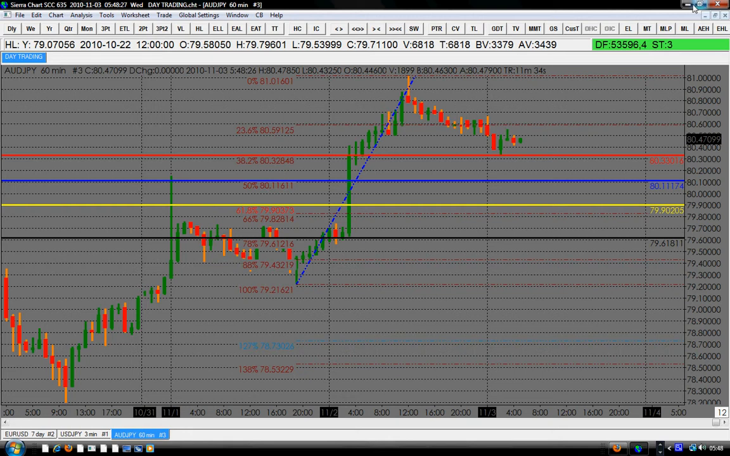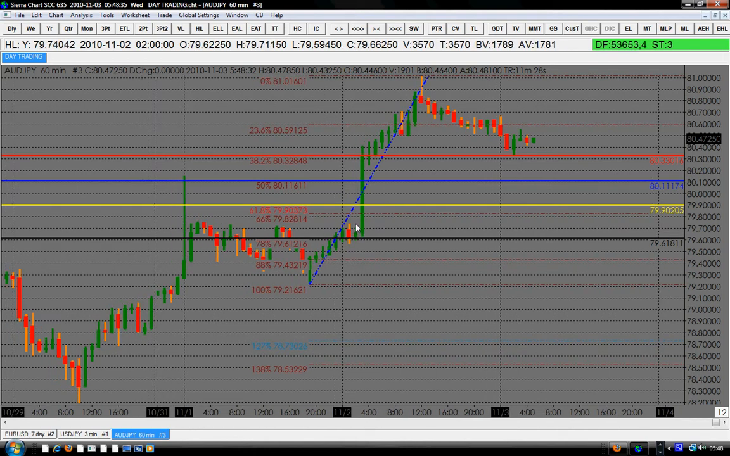Because people see the price going up, stochastic overbought, they say it must come down now, I'm selling. Okay, that's not the best way to do it. If you do it that way, it's not right.